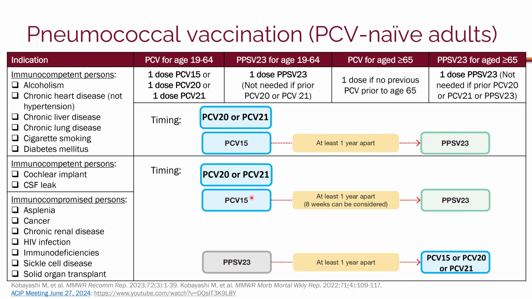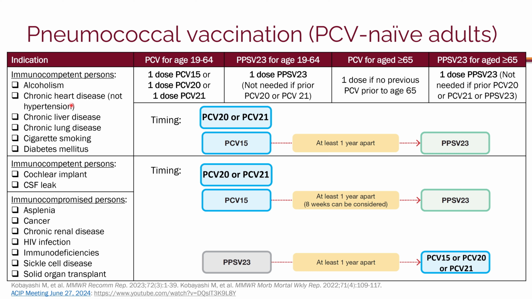Now, let's take a look at people who have other conditions. So it's good to think of 3 different groups. The first one is immunocompetent persons who have comorbidities, and that includes alcoholism, which the CDC defines for females as having 4 or more drinks on an occasion in the past 30 days, and a drinking occasion is considered to be approximately 2 hours long. And for males, having 5 or more drinks on an occasion in the past 30 days.